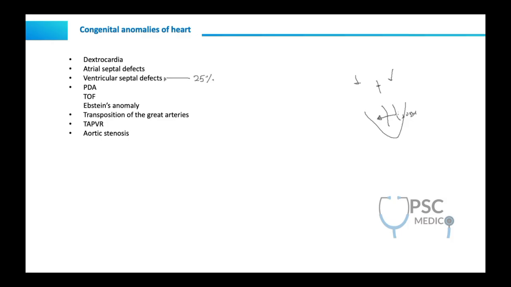Most VSDs occur in the membranous part of the IV septum. Okay, they are also seen in conditions like Down syndrome. So one of the associated conditions with VSD is Down syndrome, and it is one of the most common congenital heart diseases, and most VSDs occur in the membranous part of the IV septum. So try to remember these three important parts of the IV septum.